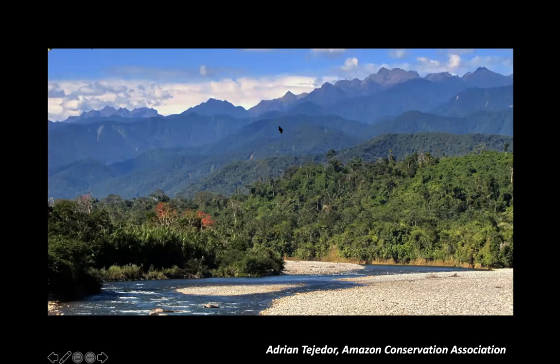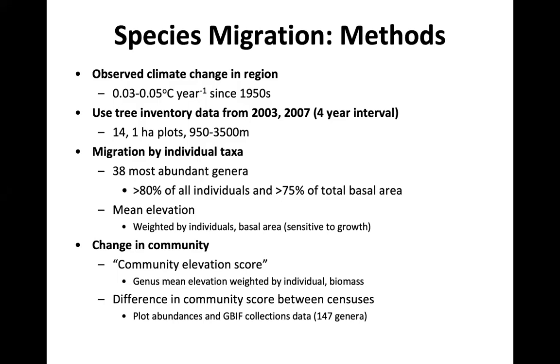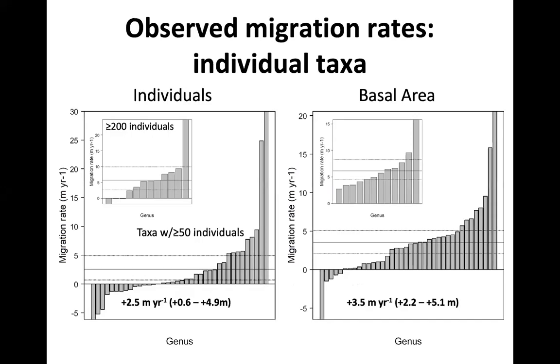So how are these things moving in response to climate, and how does the pace tell us about their population? So we used the observed climate change. We used, in this case, just a short interval. William Farfan has since gone on and done that for the entire historical record. And then we just looked at the migration, in this case by the 38 most abundant genera, which contain most of the individuals and most of the basal area. And we did the community elevation score as I described, and then looked at the community scores between censuses and also the mean elevation. What we find when we do this is that you have this broad heterogeneity. So there are things that are having a rapid response to climate change.